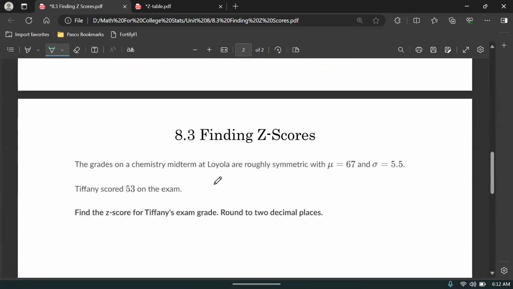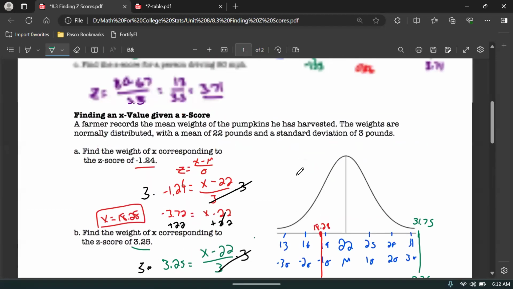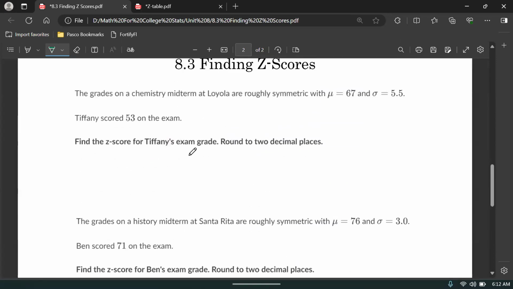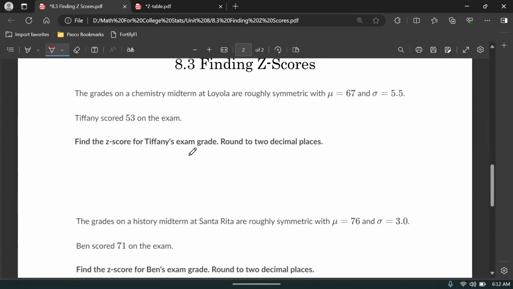All right. Let's just do a few more for practice just to find the z-score. So to save us time, I'm not going to draw out the distribution for explaining purposes like I had with these ones. I'll just do the math for it, right? We'll just practice the math. All right. So Tiffany scored a 53. Find the z-score for Tiffany's exam grade. Okay, z is equal to 53 minus the mean. The mean was 67. And then our standard deviation was 5.5.